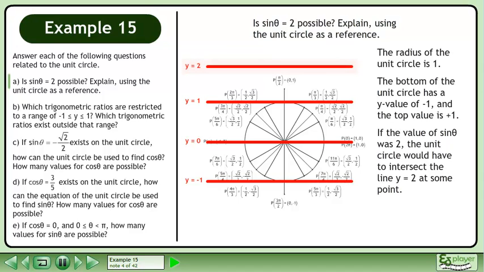If the value of sine theta was 2, the unit circle would have to intersect the line y equals 2 at some point. The circle and line do not intersect, so it is impossible for sine theta to equal 2.